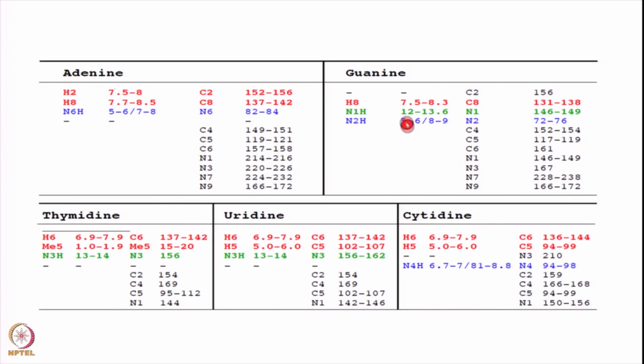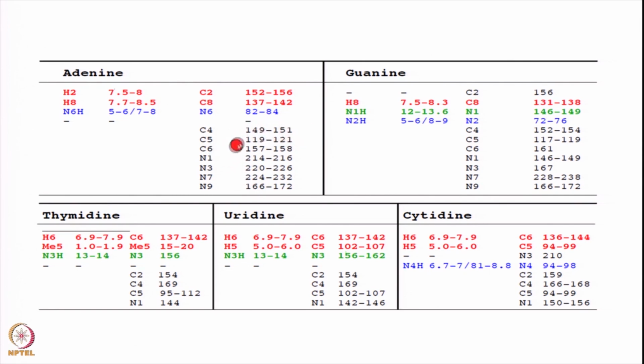The chemical shift ranges for the various bases, where do they all occur? This is for adenine, guanine, thymidine, uridine and cytidine. For all of these you have the proton chemical shifts anyway, which are all known from the proton spectra. This we have already seen, and these are the carbon chemical shifts. The carbon chemical shifts appear very distinctly in certain regions here. And the C4, C5, C6, you see they have very distinct chemical shift ranges.